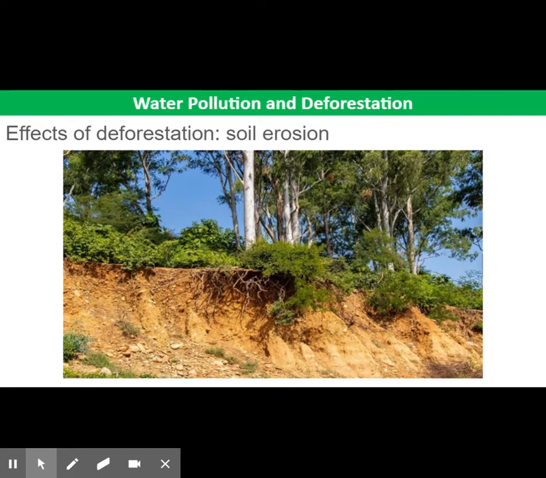Tree roots help to stabilise the soil to prevent erosion by rain. The loss of trees will therefore cause soil to be loose and unstable, and as a result, the soil may be washed away by rain, inhibiting vegetative growth.